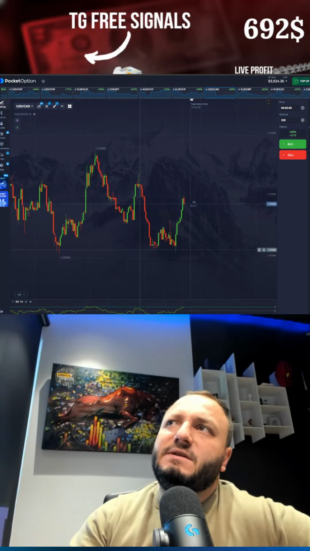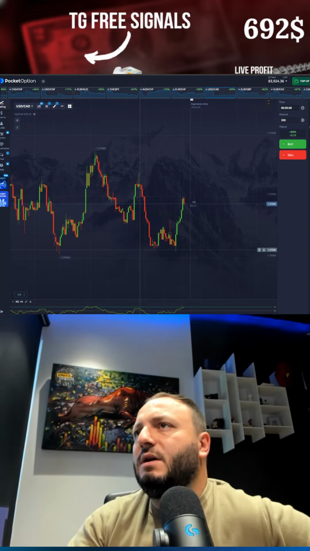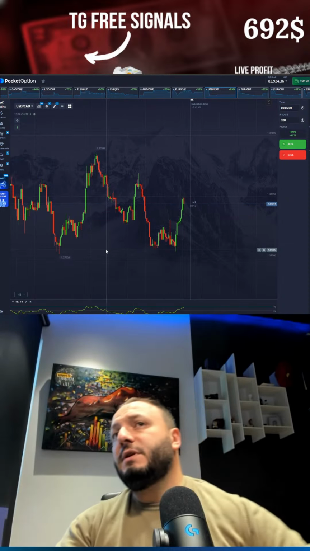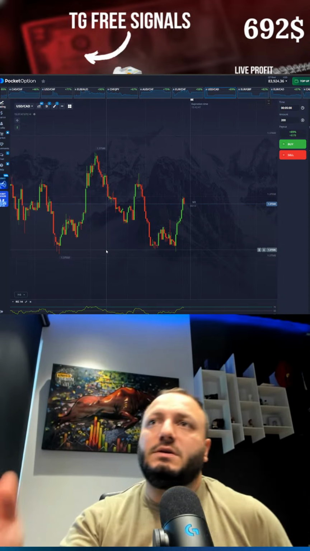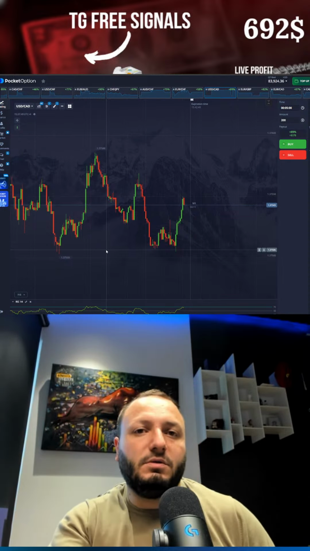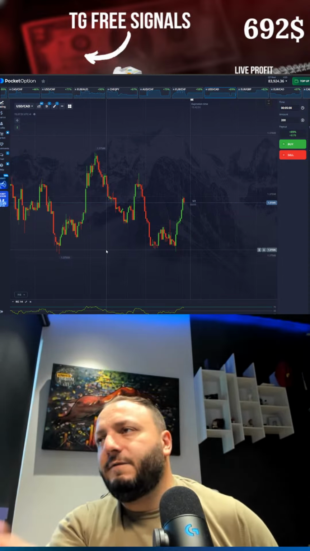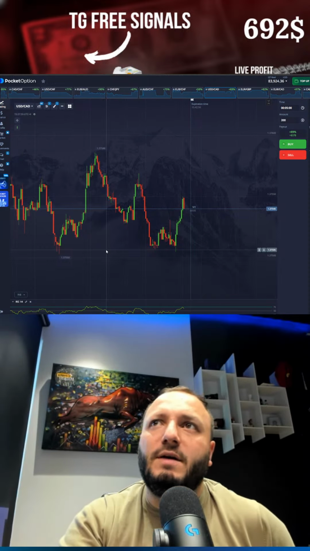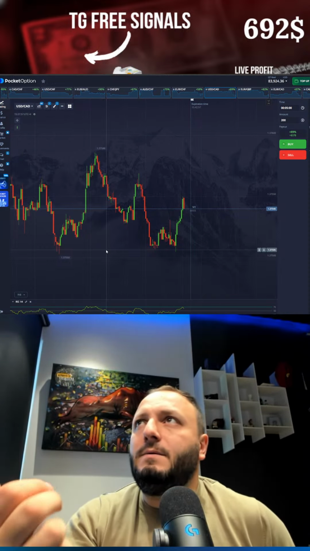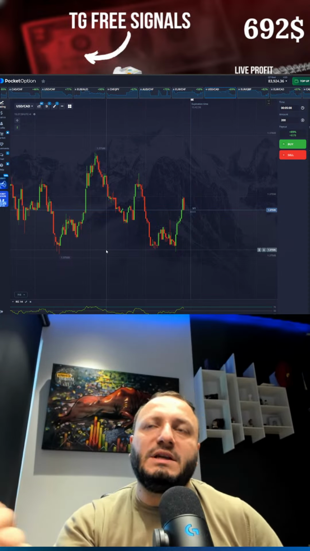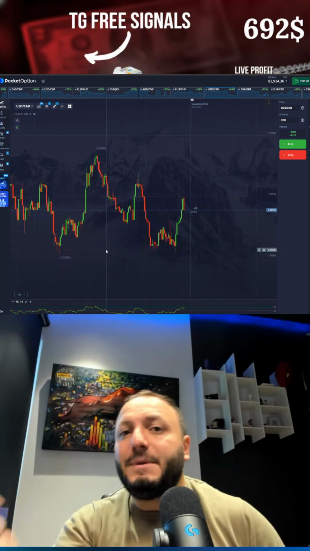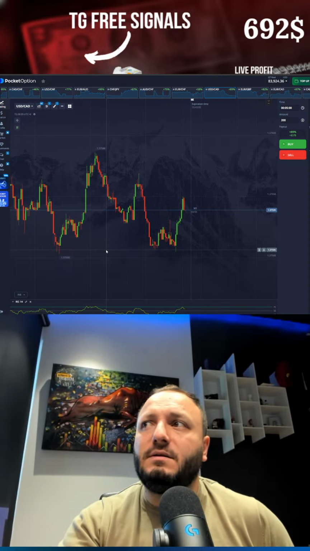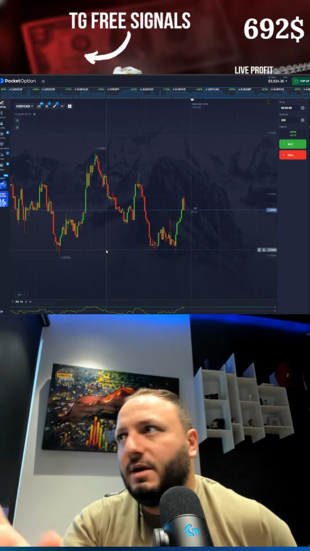MT4 and 5, these are the terminals for Forex. But if you like trading binary options, you can do it, of course. The difference between Forex and binary options is that here we have a fixed period of expiration and fixed income and losses, while on Forex there is nothing fixed actually.